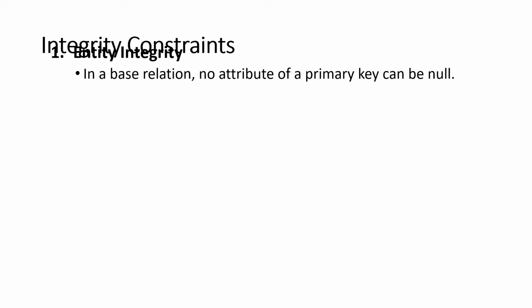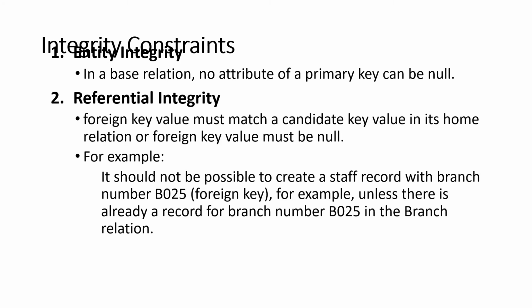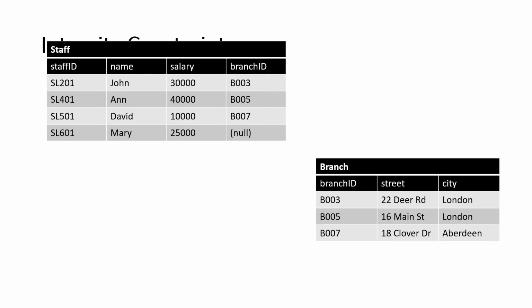Entity integrity: in a base relation, no attribute of a primary key can be null. Referential integrity: a foreign key value must match a candidate key value in its home relation, or the foreign key value must be null. For example, it should not be possible to create a staff record with branch number B025, a foreign key, unless there is already a record for branch number B025 in the branch relation, like this.